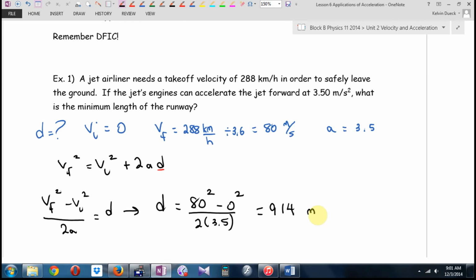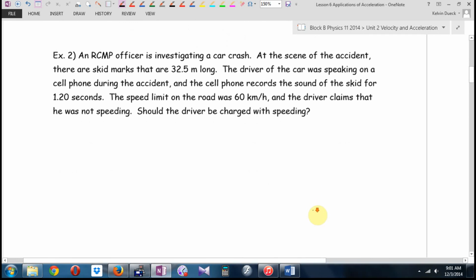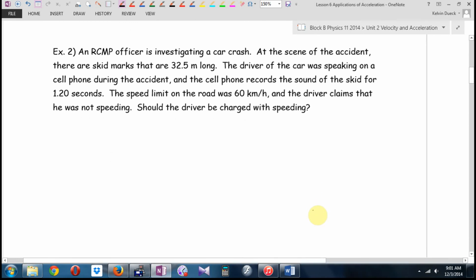Hey, let's look at some accident investigations. RCMP. Example 2. An RCMP officer is investigating a car crash. At the scene of the accident, there are skid marks that are 32.5 meters long.